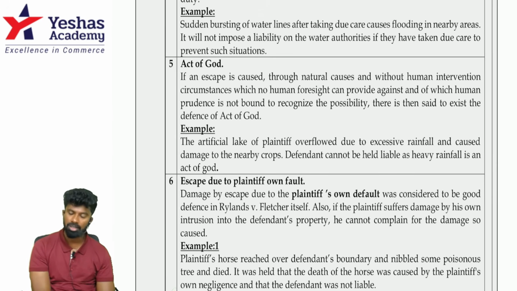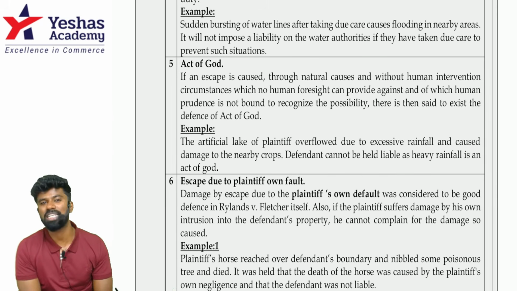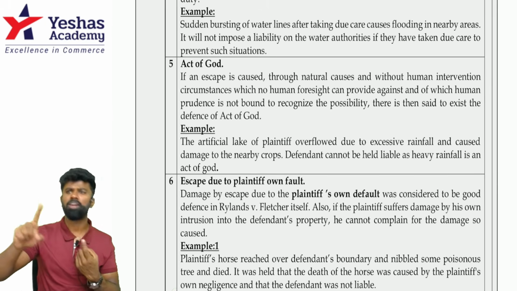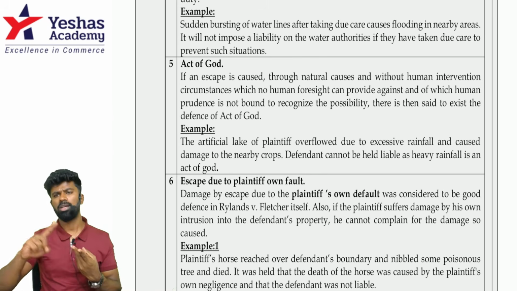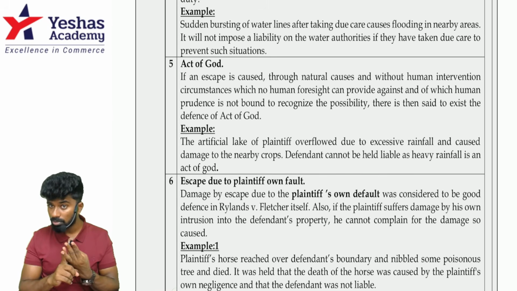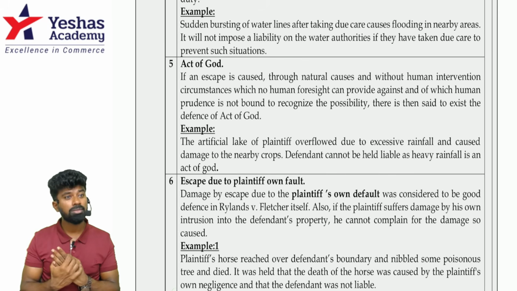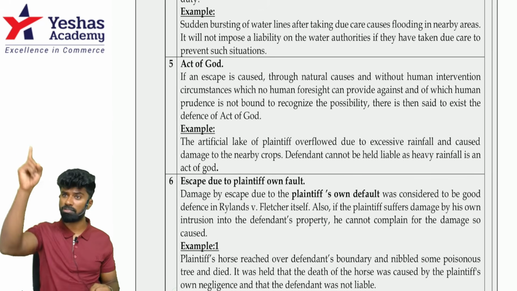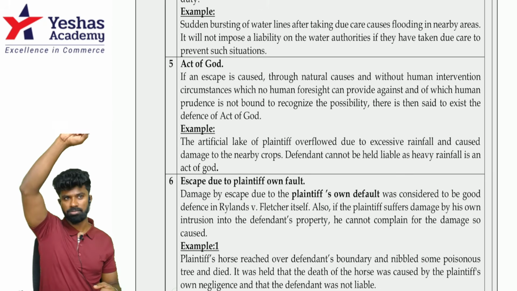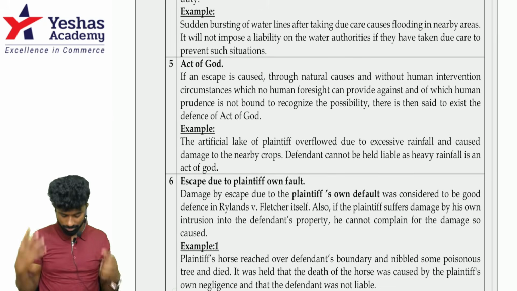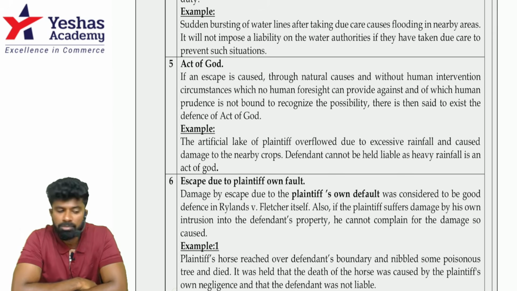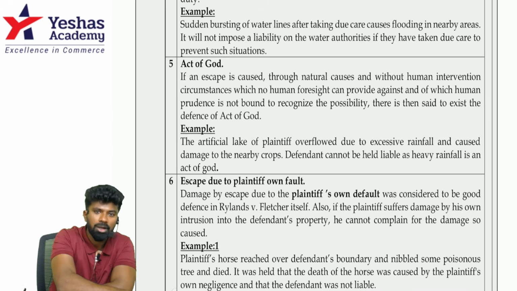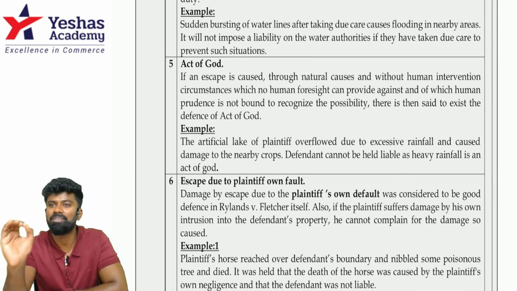Clear with this? These are the six exceptions to the principle of strict liability. Understood? What is the first one? Natural use of land. Second one, consent of plaintiff, express or implied. Third one, act of third party. Fourth one, statutory authority. And the fifth one, act of God. The last one, plaintiff's own fault. Yes or no? Are you guys clear with this?